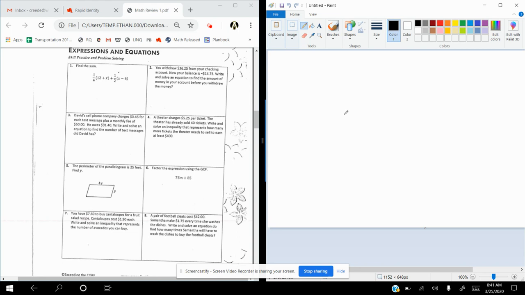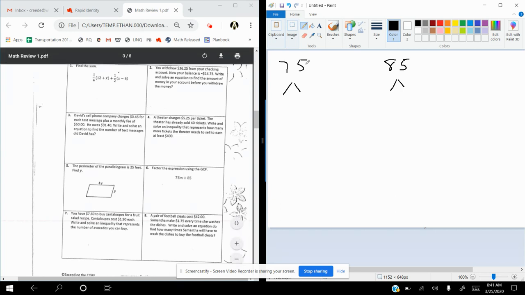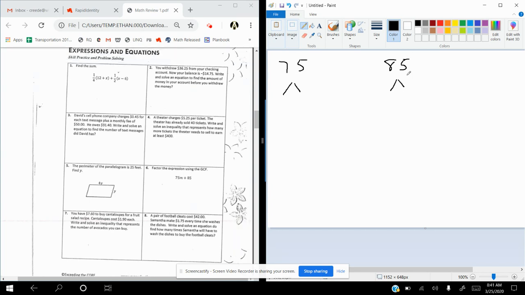All right, moving on, number 6. We got to factor the expression using the GCF, greatest common factors. We got to figure out what are the factors of 75 and 85. So let's break down 75 and 85. Well, since the ones place has a 5 in it, then they are both divisible by 5. 75 divided by 5 is going to be 15. So 15 times 5, those are the factors there.